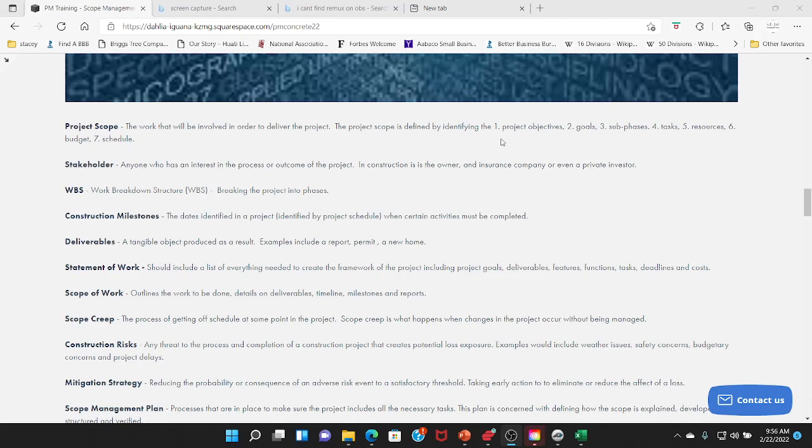Anyone involved in winning or losing, basically, in this project. So a stakeholder could be the owner, right? Or the insurance company, or an investor. Anyone who has an interest in the process or the outcome of the project. So pretty much everyone involved in this project, in one way or another, you can think of them as a stakeholder. Even the contractors that are performing each of the scopes of work, they're a stakeholder, because why? They want to get paid at the end of it, right?